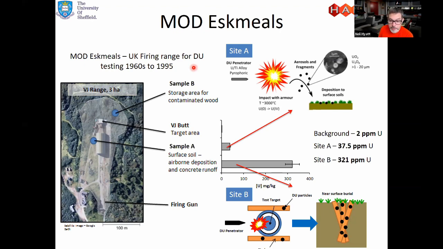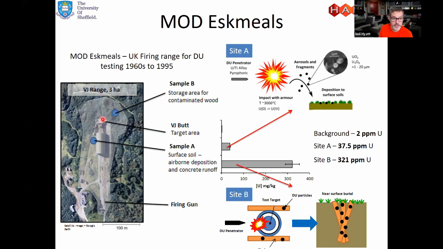We collected particles from 2 sites with different contamination pathways. Site A here is a kind of typical scenario. The particles are scattered from the DU penetrator impact at the target area here, and they settle in near surface soils after impact. The soils here, from total chemical digest and analysis, have a uranium concentration about 1 order of magnitude above background.